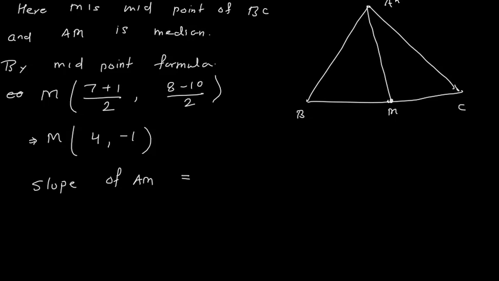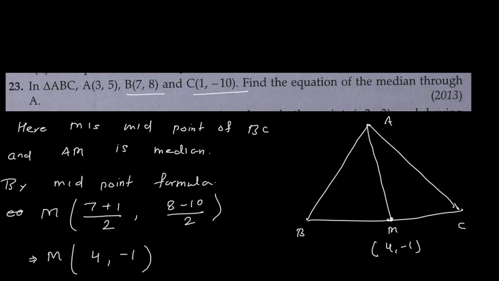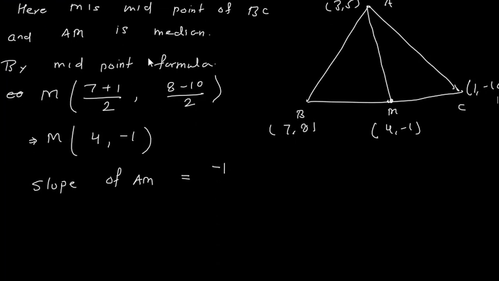So slope of AM is y2 minus y1, that is minus 1. So here the coordinate of M we got is 4 comma minus 1. The coordinate of A we have 3 comma 5. The coordinate of B we have 7 comma 8. The coordinate of C we have 1 comma minus 10. Okay. Now slope of AM.